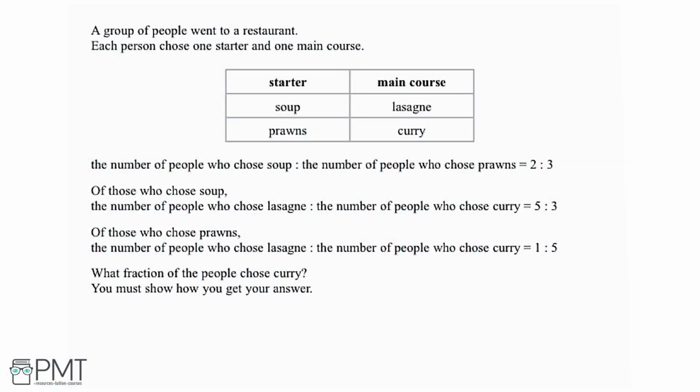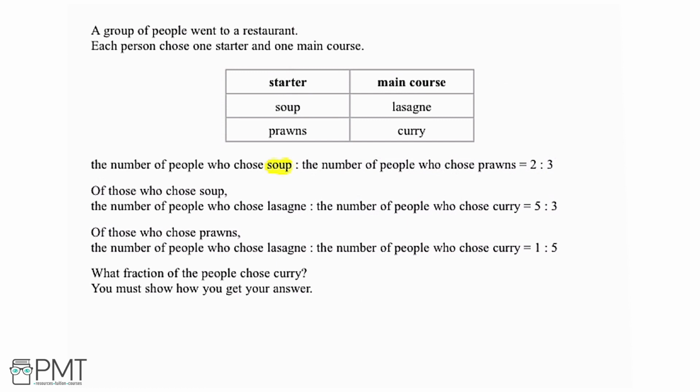A group of people went to a restaurant. Each person chose one starter and one main course. The number of people who chose soup to the number of people who chose prawns is 2 to 3. Of those who chose soup, the number of people who chose lasagna to the number of people who chose curry is 5 to 3. And of those who chose prawns, the number of people who chose lasagna to the number of people who chose curry is 1 to 5. And we need to work out what fraction of the people chose curry.